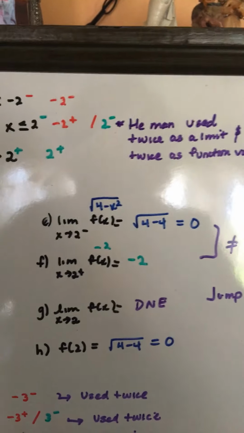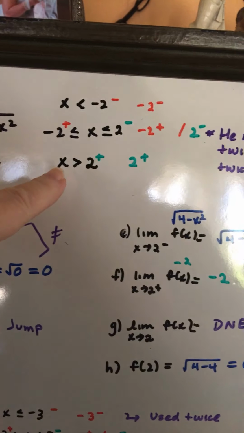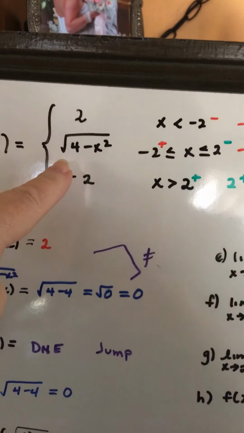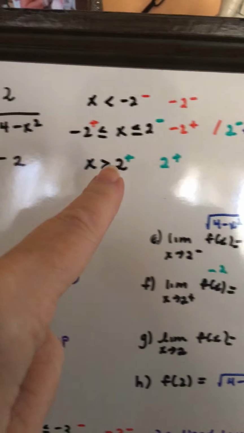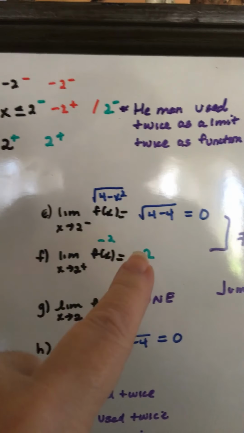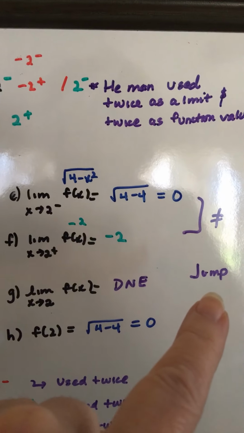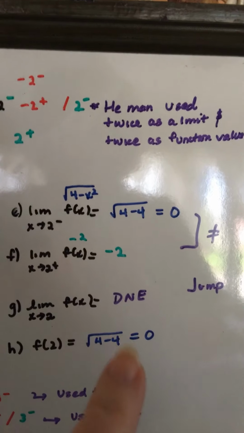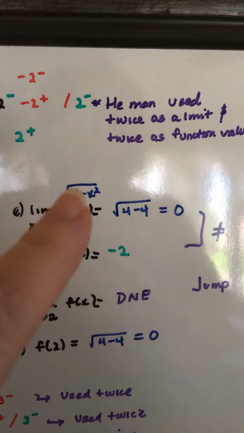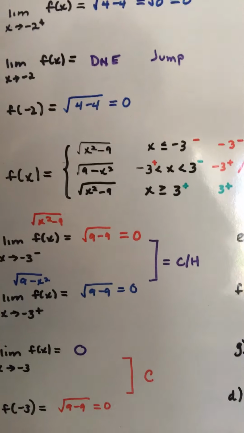Going to the second problem, remember there was a sale at the store. Now we're going to ask about 2 left and 2 right. 2 to the left uses 4 minus x squared, so I get 0. 2 from the right uses -2, so I get -2. These two are not equal, so D and E, and I know I have a jump. Where is my function value? Oh, it's in the middle one. When I plug in 2, it's going to be the same as using the 4 minus x squared again, and I get 0.